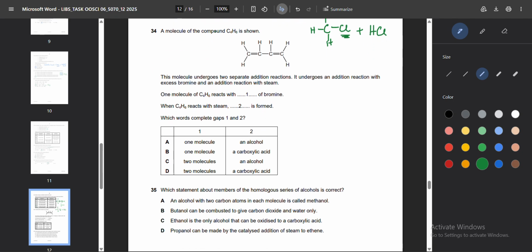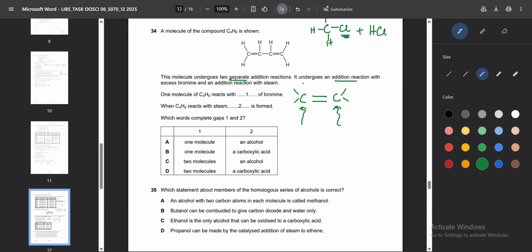Question number 34. A molecule of compound C4H6 is shown below. This molecule undergoes 2 separate addition reactions. So 2 separate reactions. Addition, since it's a double bond, so always across a double bond an addition reaction takes place. Like if there are 2 carbons, one group will add up over here, the other one will add up over here. One atom goes with one carbon, the other one goes with the other carbon atom. Alright. So it undergoes an addition.